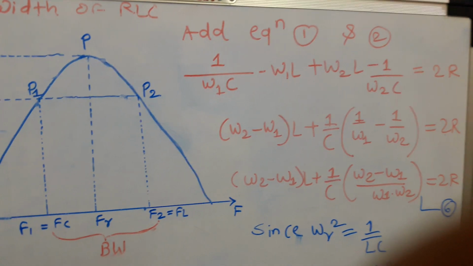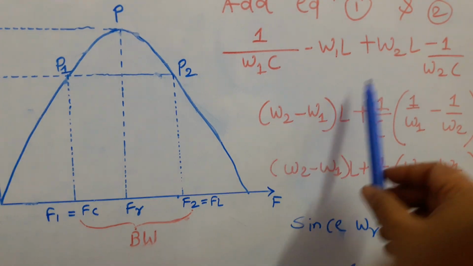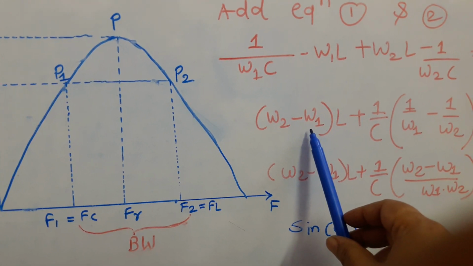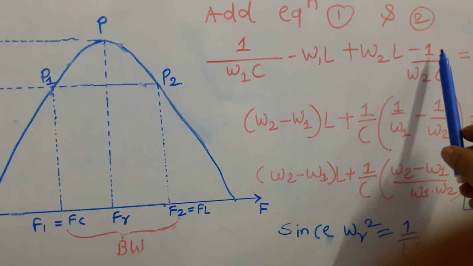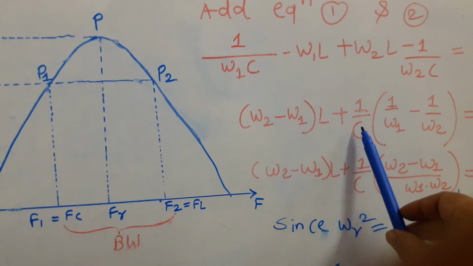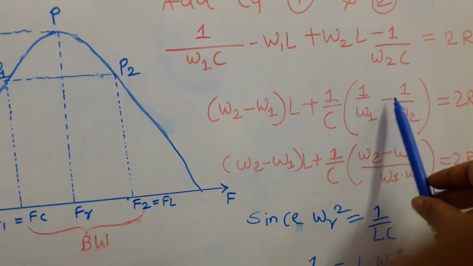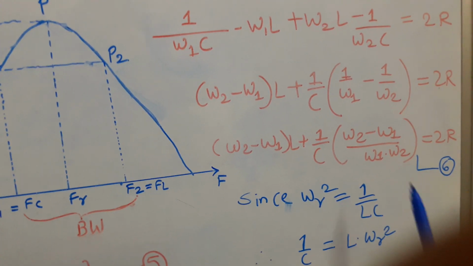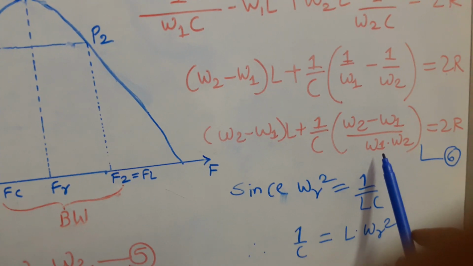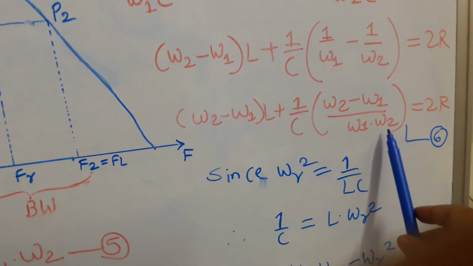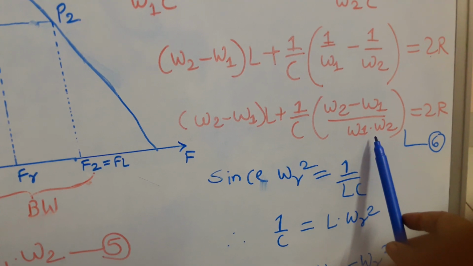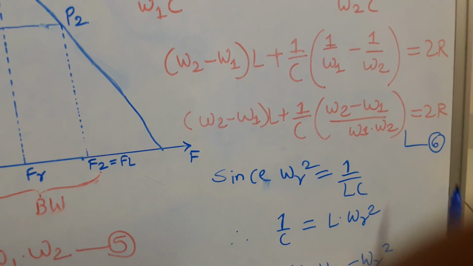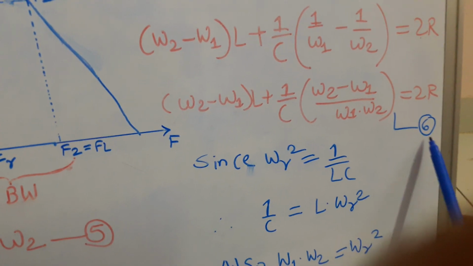Now let us collect L terms together. So we will have omega 2 minus omega 1 L inside one bracket, plus again collect 1 by C terms. So 1 upon C times (1 upon omega 1 minus 1 upon omega 2) is equal to 2 times R. Take LCM here. So we will get omega 1 dot omega 2 in the denominator, and in the numerator we will have omega 2 minus omega 1. Okay. Now this is labeled as equation number 6.